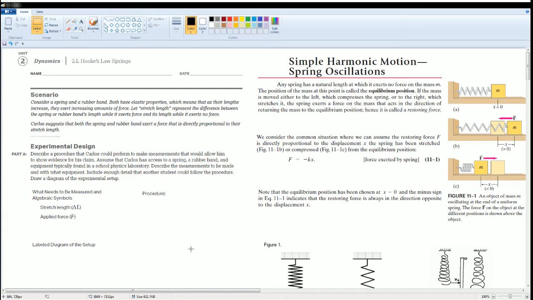Here's the scenario. Consider a spring and a rubber band. Both have elastic properties, which means as their length increases, they exert an increased amount of force. Let stretch length represent the difference between the spring or the rubber band's length when it exerts force and its length while it exerts no force. Carlos suggests that both the spring and rubber band exert a force that is directly proportional to the stretch length. Directly proportional means a linear relationship, one to one.